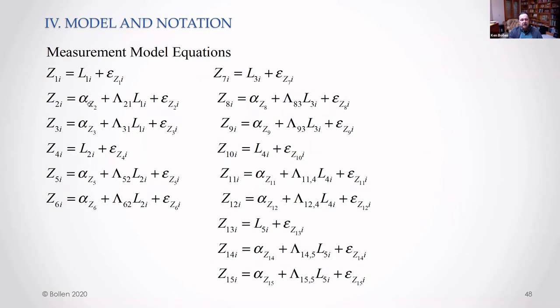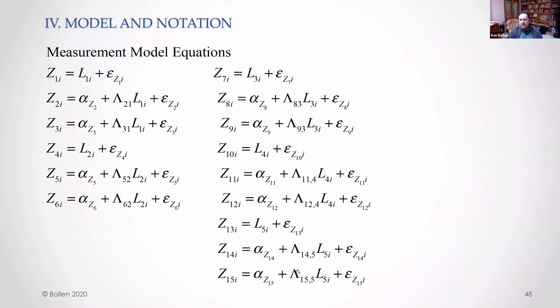These alphas here are intercepts, measurement intercepts. And in the scaling indicator, we're assuming the intercept is 0. We're giving the latent variable the same 0 point as Z1. And rather than lambda 2,1 for the scaling indicator, we set its loading just to 1. There still is an error term, and that has to be present. But its intercept is 0, and its regression coefficient, or factor loading, if you will, is 1.